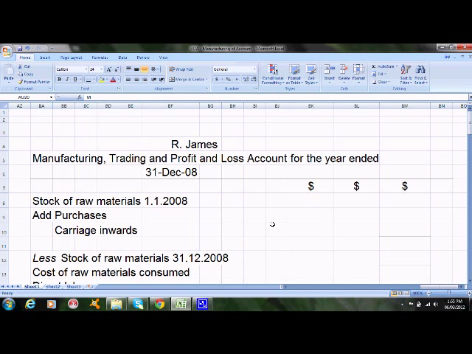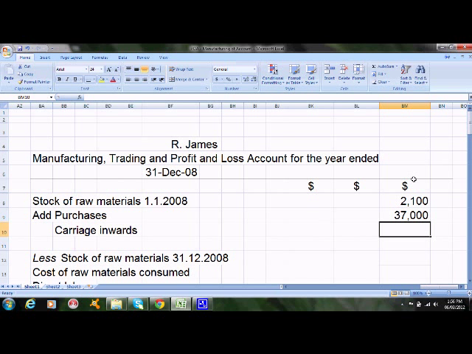Alright, let's go. Stock of raw materials 1st of 1, 2008. How much is that, friends? That is 2,100, right? Now when you type 2,100 right here, add purchases. Purchases is 37,000, from the purchase of raw materials. Purchase of raw materials is $37,000. So you're going to have $37,000.